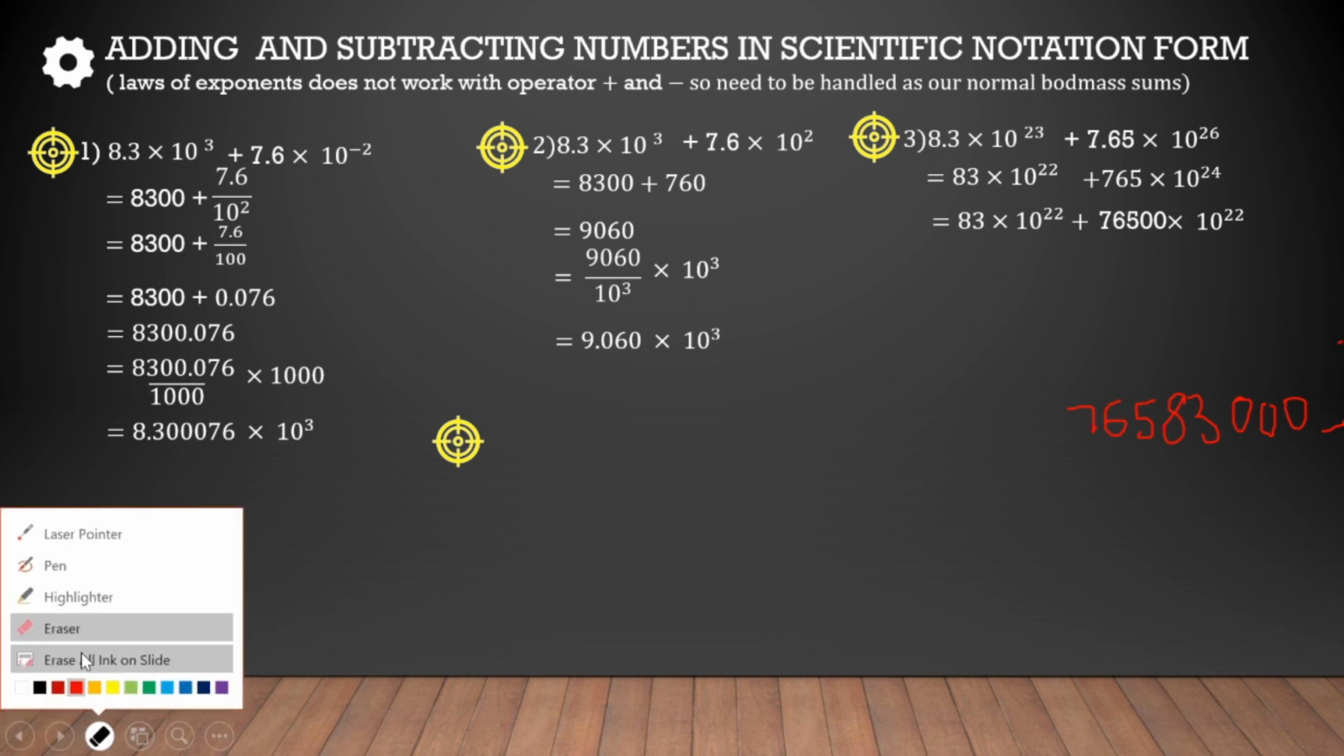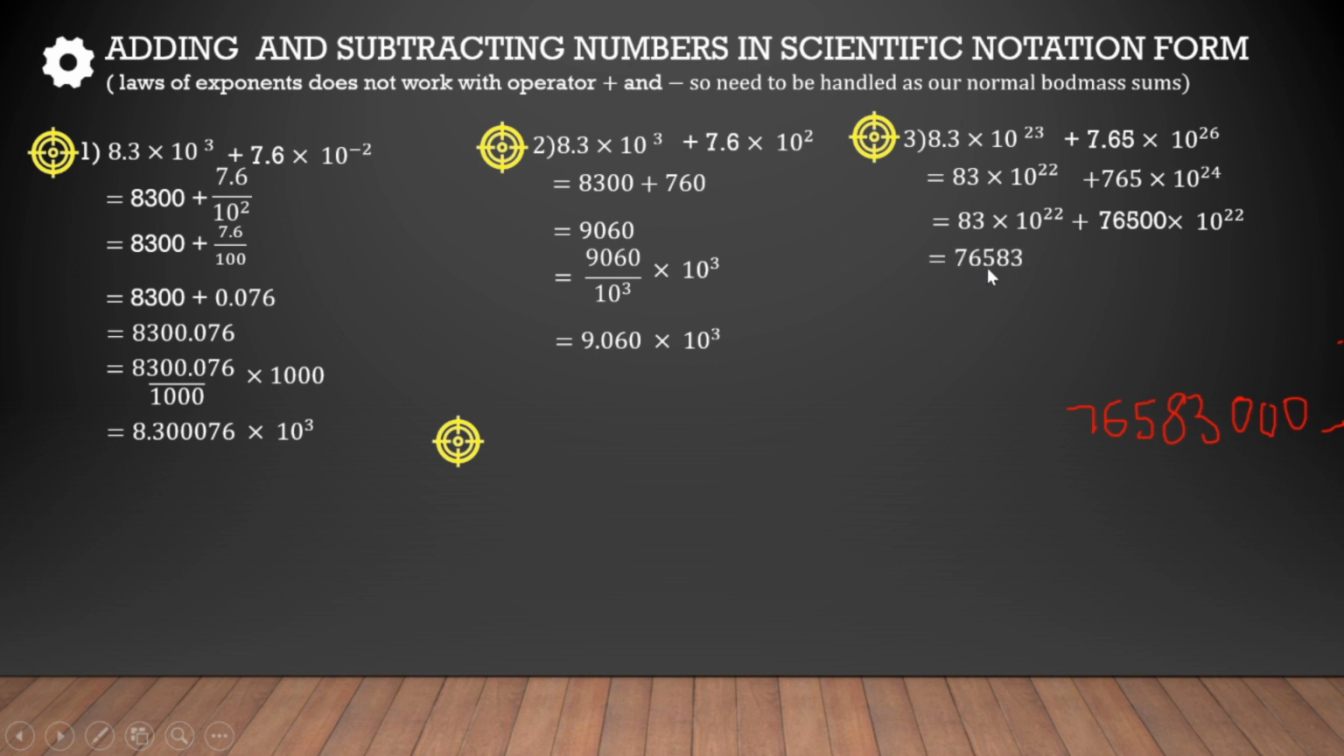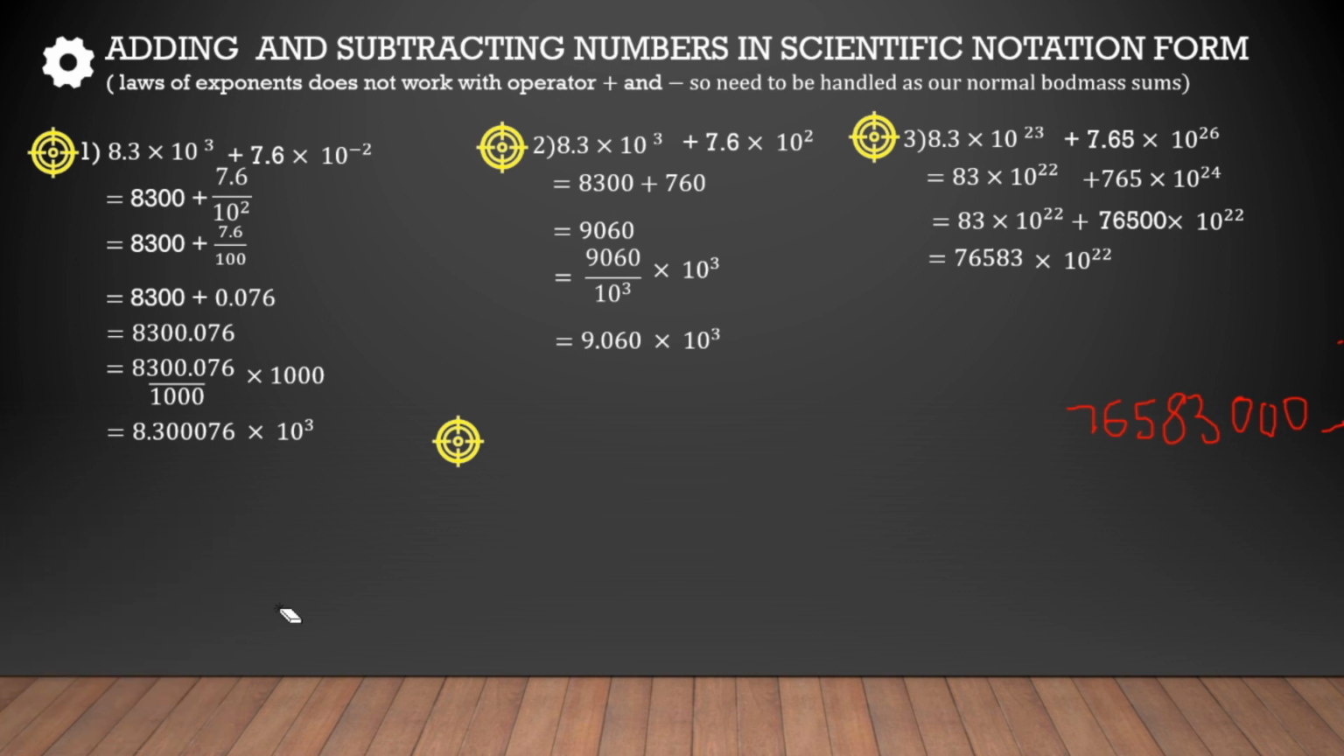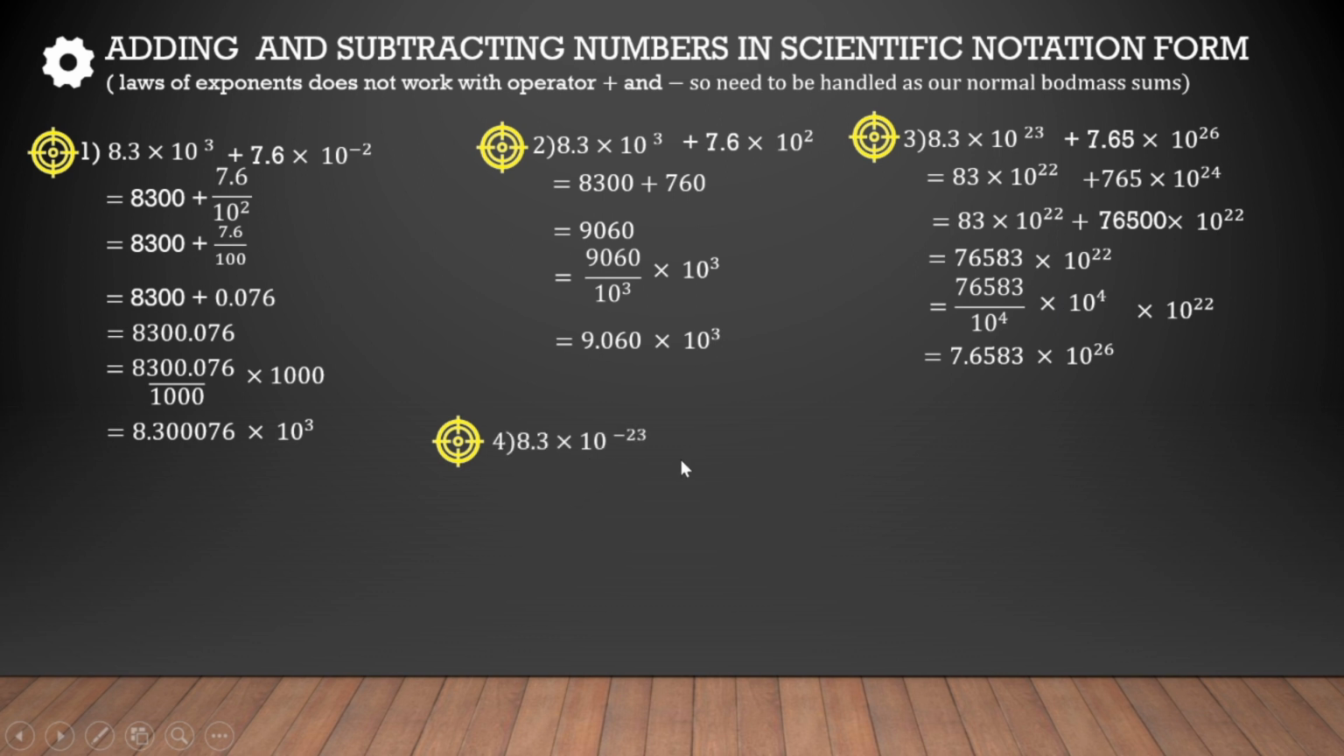Okay. So 76583 into 10 raised to power 22. And now we have to convert this into scientific notation form. And you know how to convert it. We have to divide by 10 raised to power 4 and multiply by 10 raised to power 4. And that will serve our purpose. See? Okay. So this will convert into the first term and this is our second term. Okay. Now next, let's do the next thing.